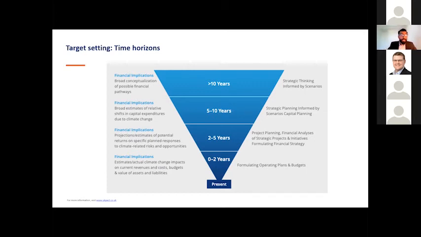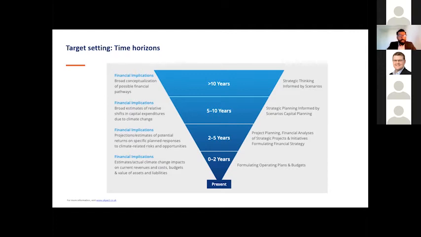These are for the short term, and the recommendation is also asking asset managers to look at the operating plans and the financial projections of companies that they hold in the evaluation process. Looking onto a more medium-term scenario from 2 to 5 years, here again to project the estimates of potential returns in response to climate change, again to look at project planning, financial analysis, and strategic projects and initiatives. And that's looking over the medium term.